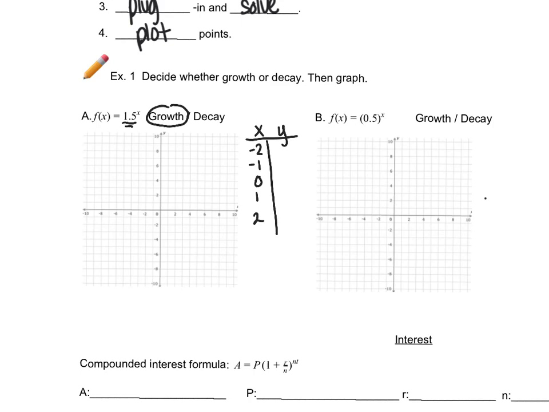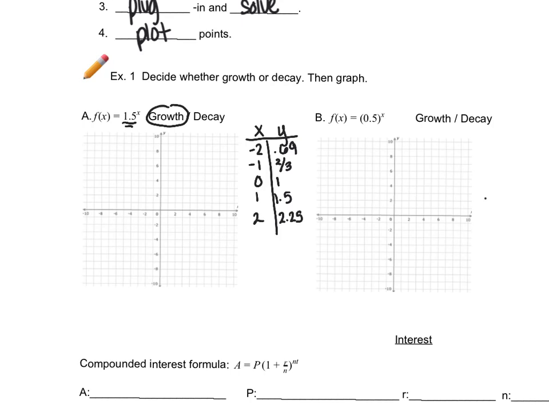is 0.69. 1.5 to the -1 power is 2/3. 1.5 to the power of 0 is 1. 1.5 to the power of 1 is 1.5. And 1.5 squared is 2.25.